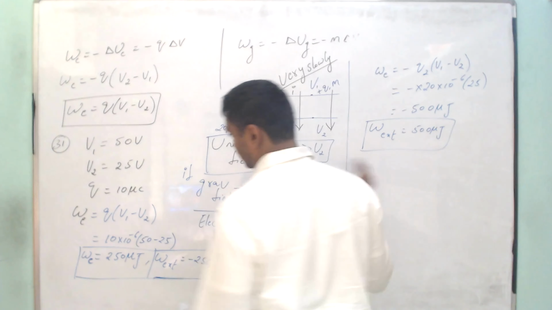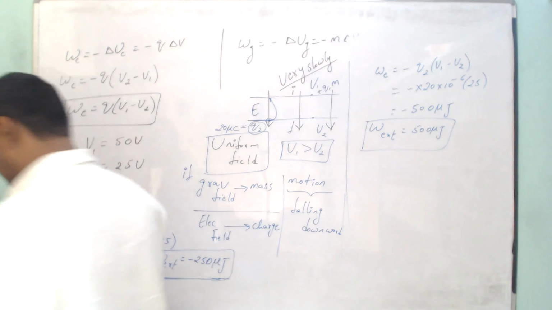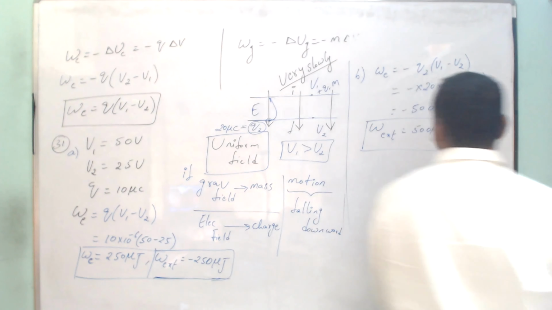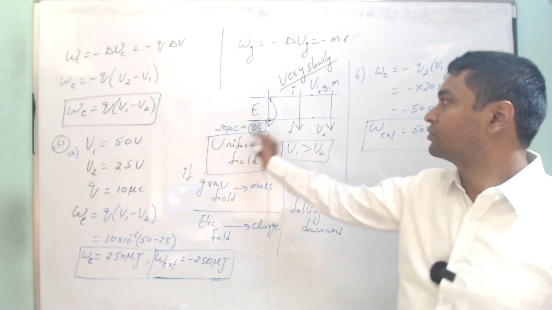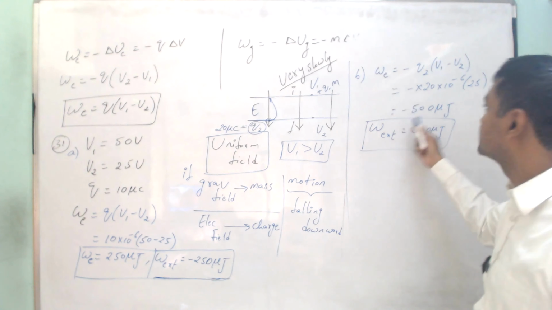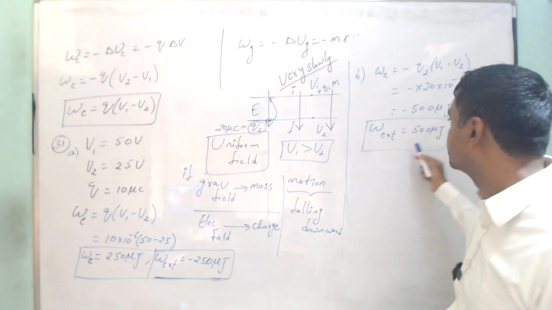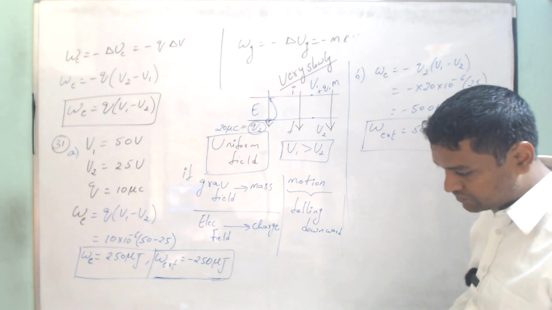Take this down. You can do this as A bit and this as B bit. In B bit, what is the question? If a Q2 charge of 20 microcoulomb is taken from potential V2 to V1, then the work done by the electrostatic force is negative, but the work done by the external agent will come as positive. Magnitudes obviously will be the same.